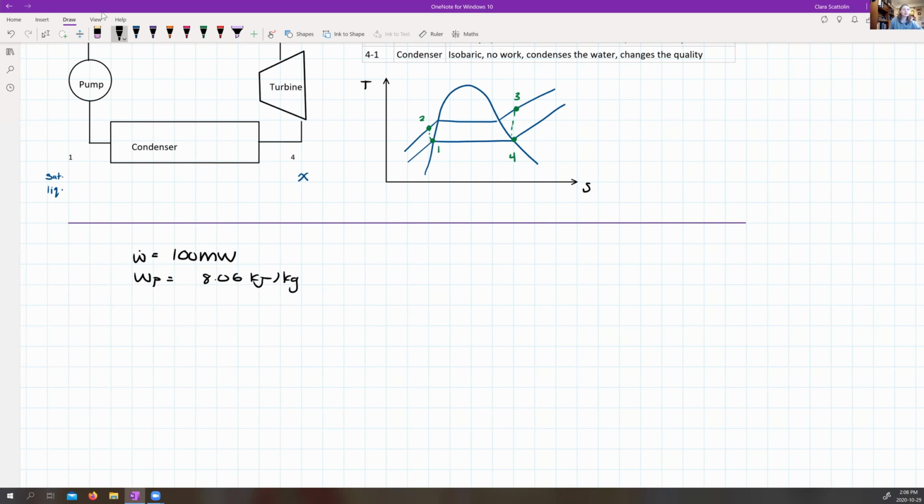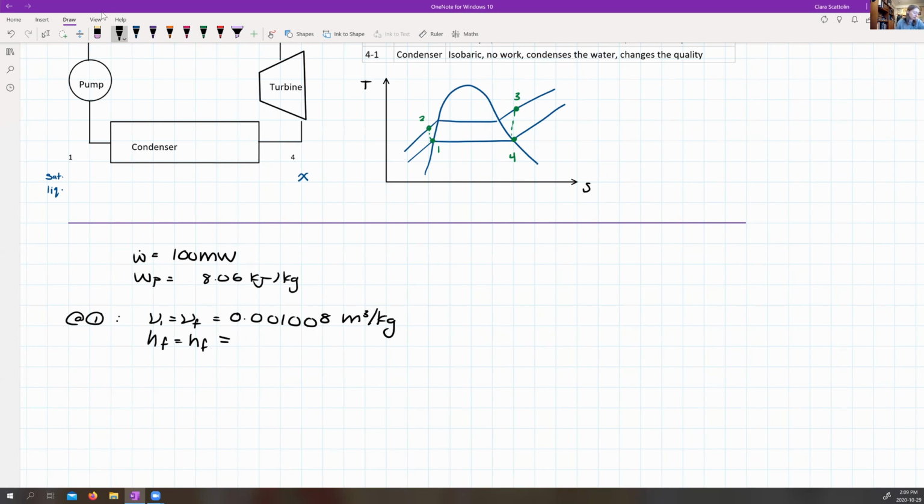Now I'm going to look at the phases, the phase of matter, at each state. At state 1, I know that I am a saturated liquid. So V1 is going to be equal to Vf, which is 0.001008 meters cubed per kilogram. So I have my V1, and I can find my H1, which is going to be equal to Hf, because we're a saturated liquid.